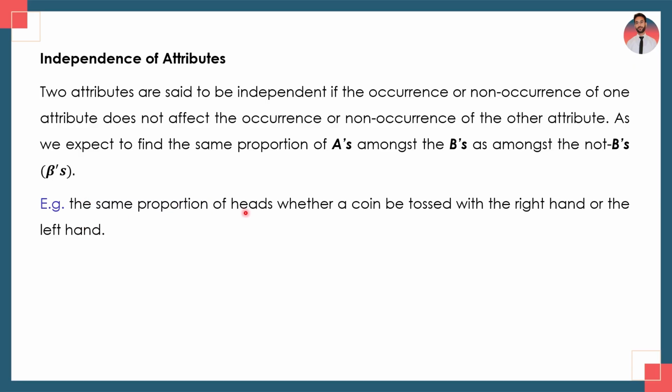For example, the same proportion of heads whether a coin is tossed with the right hand or the left hand. It means that अगर कोई भी आपके पास proportion of heads की proportion अगर आप लोग find करें या proportions of tails find करना चाहते हैं तो आपके पास अगर उसको right hand या left hand से इसको toss करें तो it means that both have the same proportions. It means that both attributes are independent.